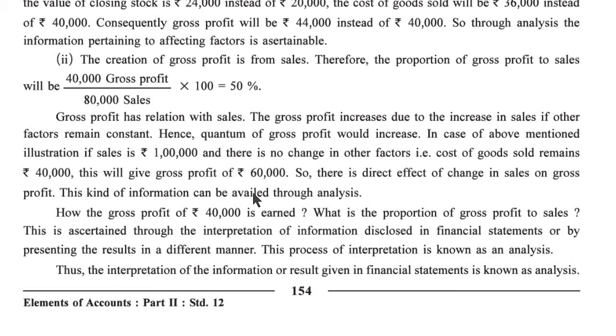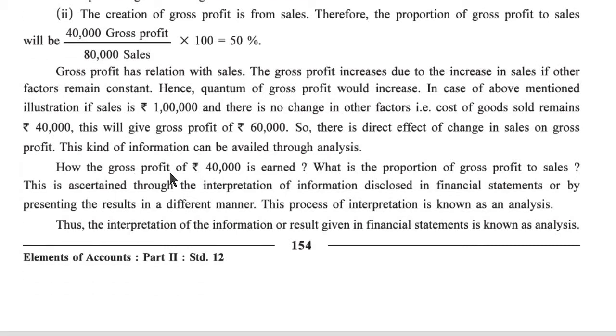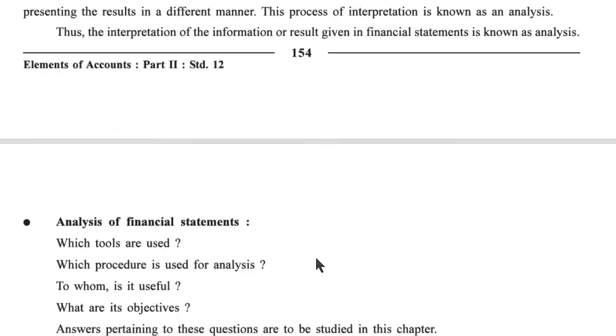This kind of information can be availed through analysis. How is the gross profit of rupees 40,000 earned? What is the proportion of gross profit to sales? This is ascertained through the interpretation of information disclosed in the financial statement or by presenting the result in a different manner. This process of interpretation is known as analysis. Thus, the interpretation of information or results given in a financial statement is known as analysis.